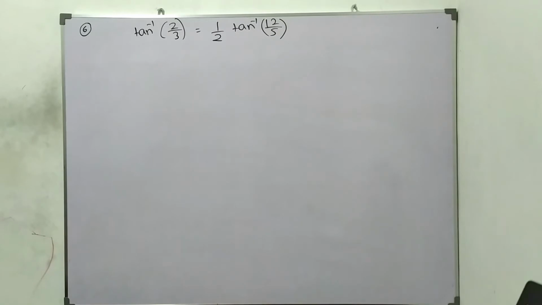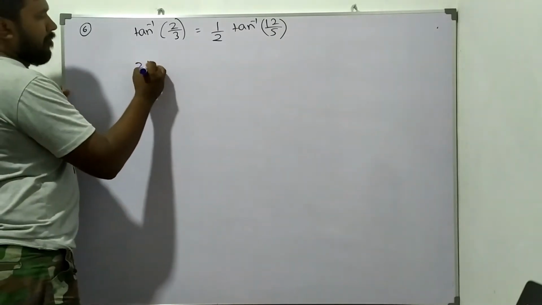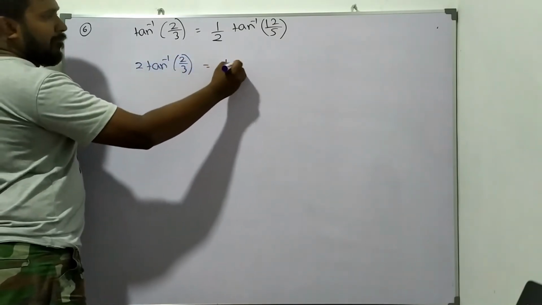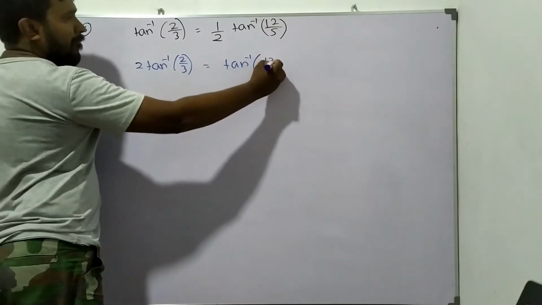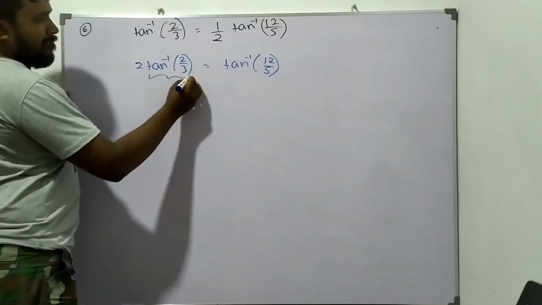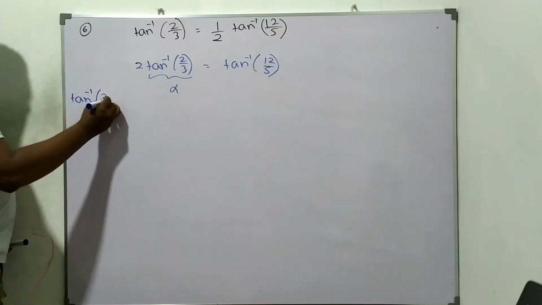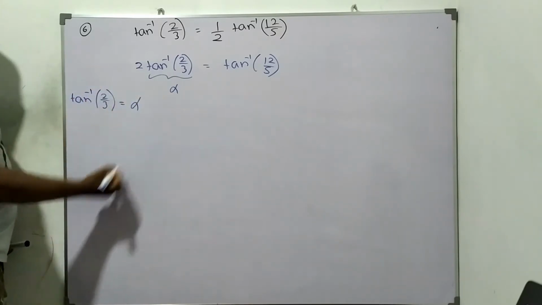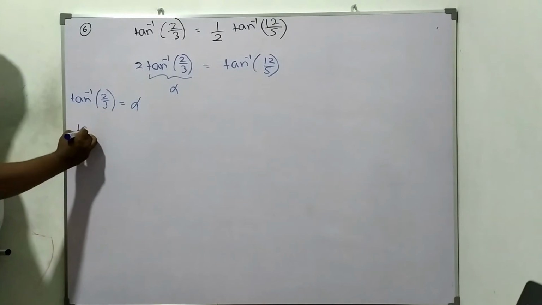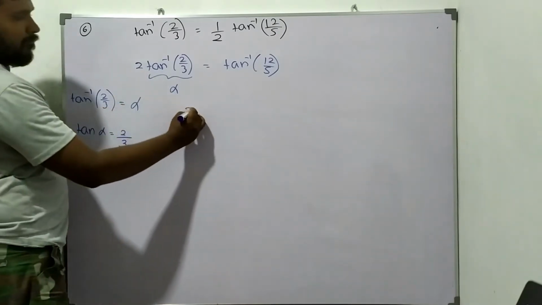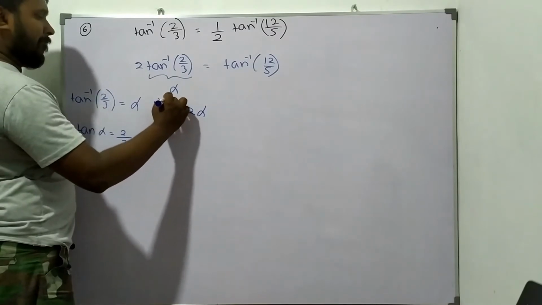Okay, this is a little bit different because tan inverse 2 over 3 equals half into tan inverse 2 over 5. We have only 2. So I'm just arranging the left hand side into 2 tan inverse 2 over 3. So this is my alpha, right? So alpha is such that tan alpha equals 2 over 3. Then I'm going to start from the left hand side with 2 alpha. So tan 2 alpha.